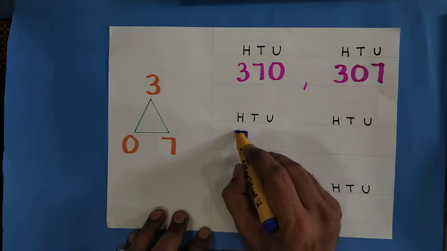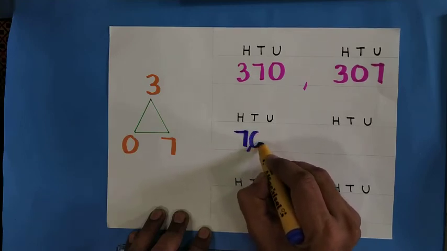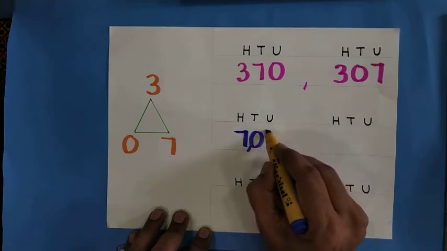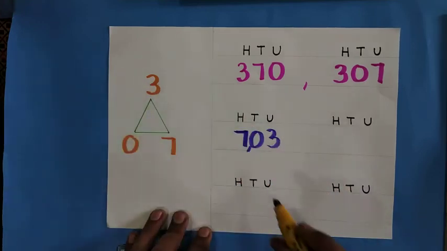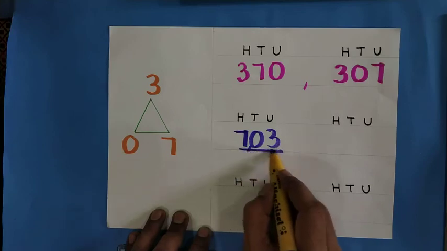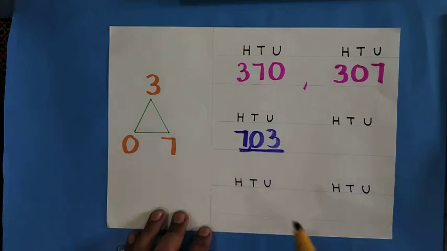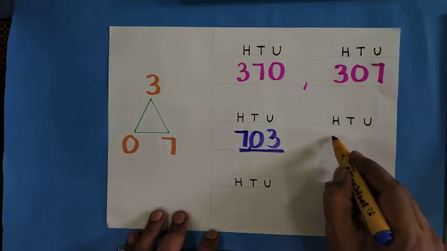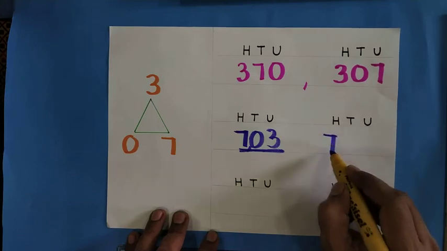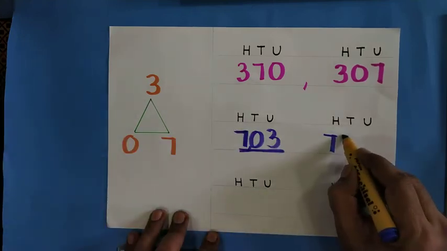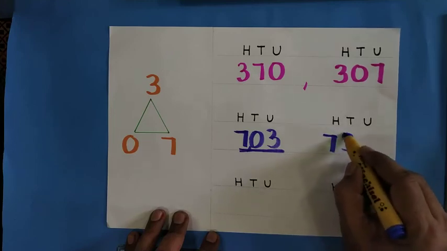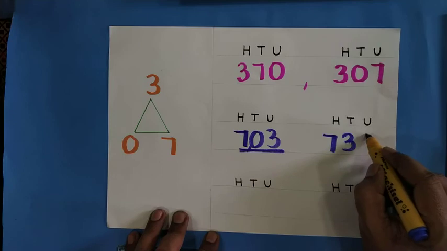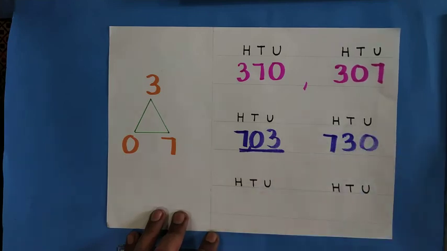Then after 7 what we have to do? We have to take 0 and then 3. This is clockwise, like this. This is the 3-digit number. Now again 7 at the 100 place, then anti-clockwise: 3 at the tens place, and 0 at the unit place. This is 730.